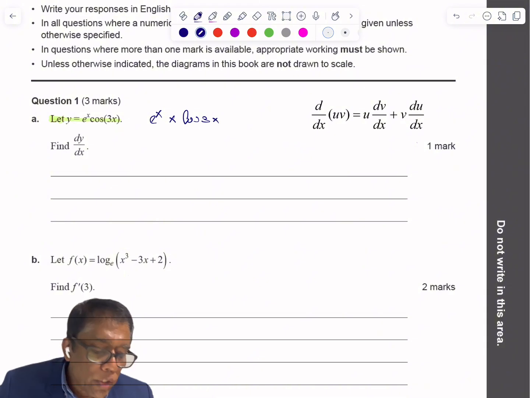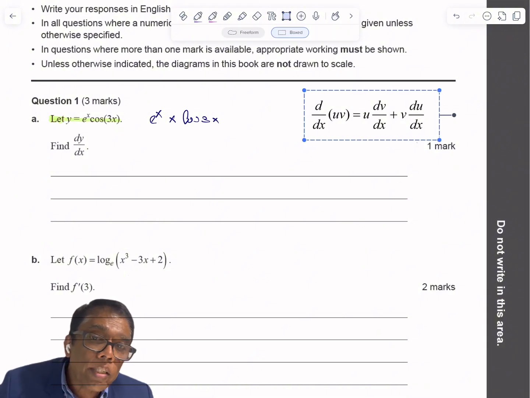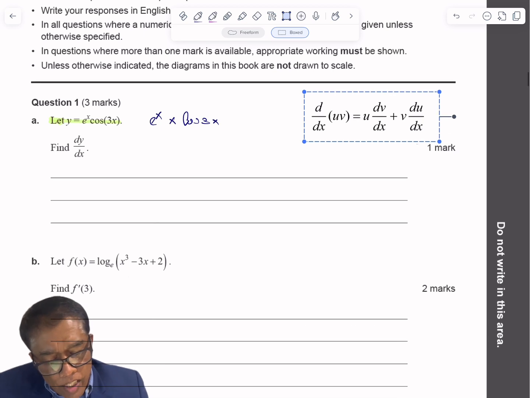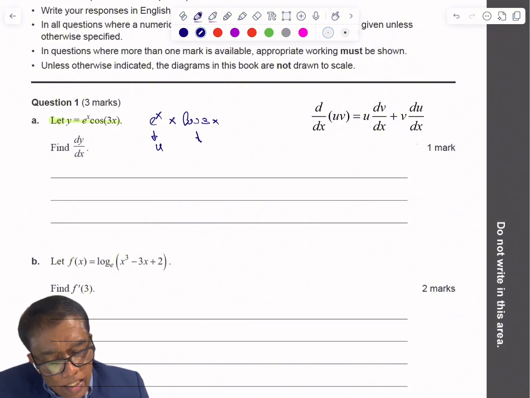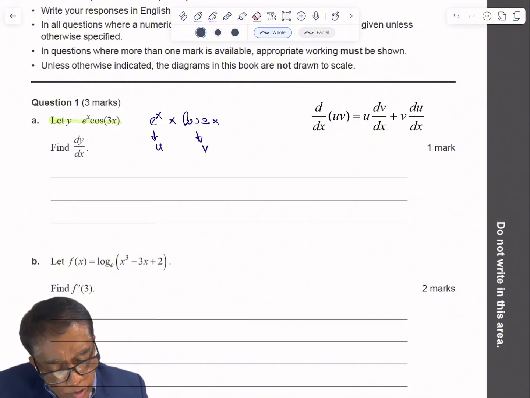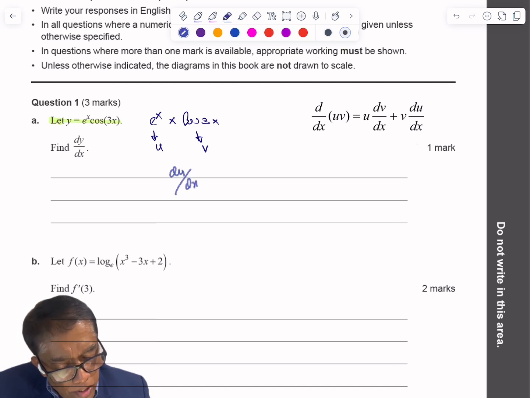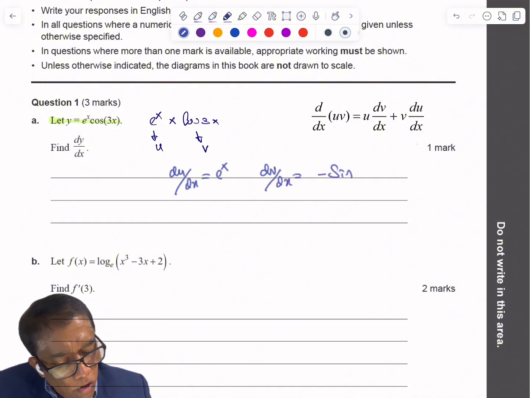d/dx of uv is equal to u times dv/dx plus v times du/dx. We have to consider u as e^x, v as cos 3x. Then du/dx is e^x and dv/dx is negative sin 3x times 3, or negative 3 sin 3x.